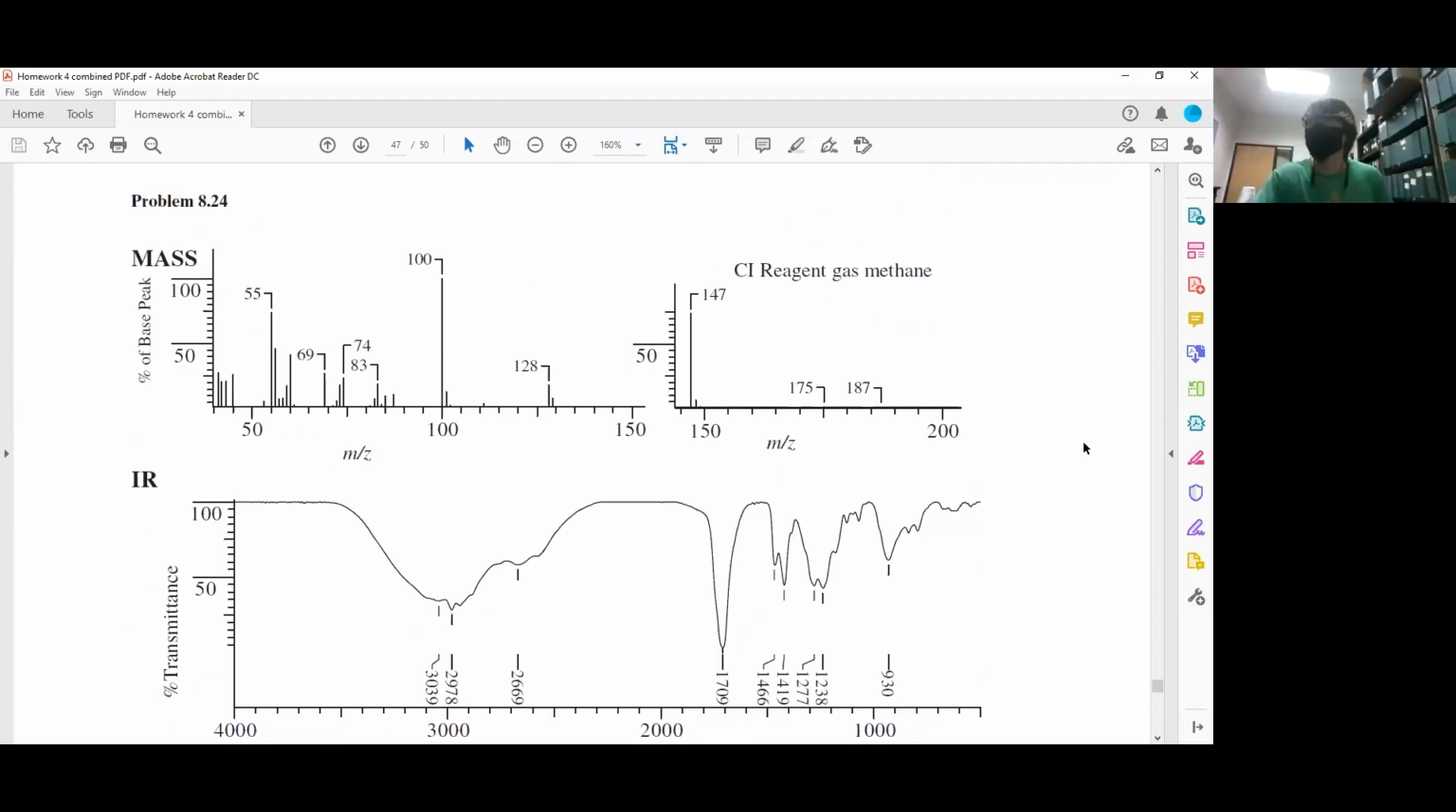Can someone explain why the chemical ionization spectra is also provided for us? Because once we have the molecular formula down, we can start moving on to the other spectra.